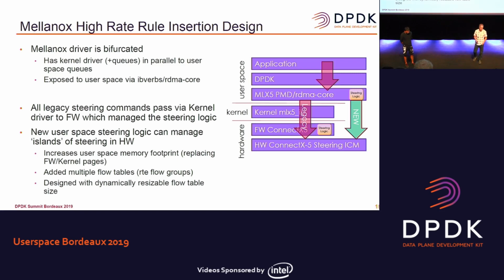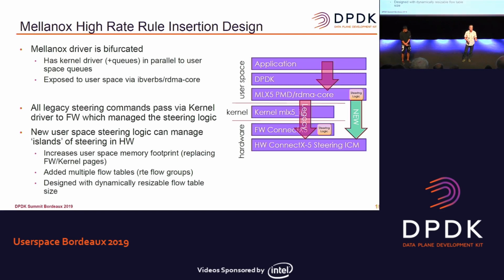So this allowed us to bypass a lot of the overhead we had in the legacy driver, and now we can reach very, very high steering rates. Some of the drawbacks of this is that we increased the memory footprint in the user space process. This is one big process. So if you're talking about 2 million, 4 million rules, that's a huge amount of memory.